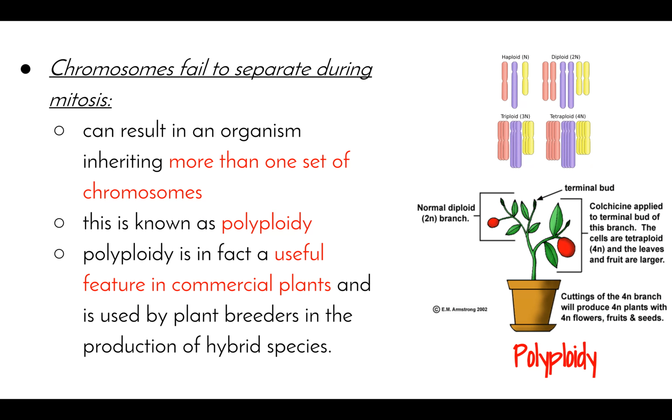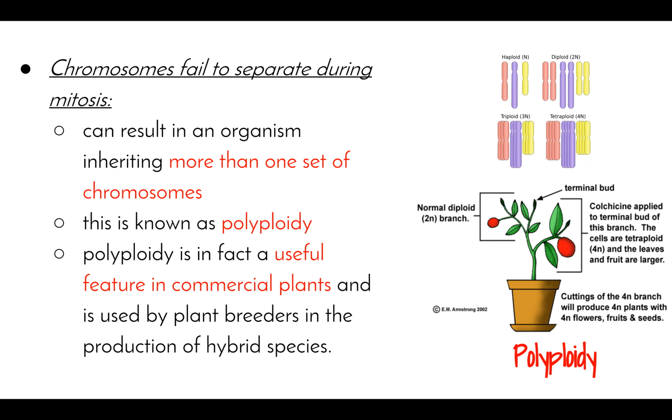Another situation in which chromosomes fail to separate during mitosis can result in an organism inheriting more than one set of chromosomes, and this is referred to as polyploidy. Polyploidy is in fact a useful feature in commercial plants and is used by plant breeders in the production of hybrid species. So it helps to create extra flower buds, which therefore produces extra flowers and fruits. So in agriculture, where farmers are relying on the production of extra fruit to be able to sell, polyploidy is obviously going to be an advantage.